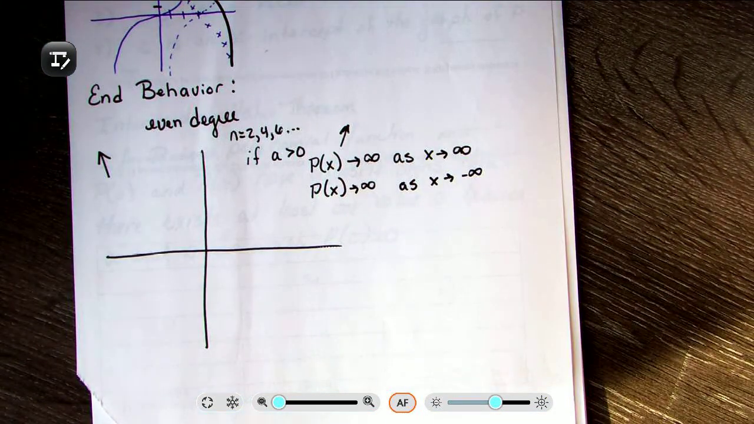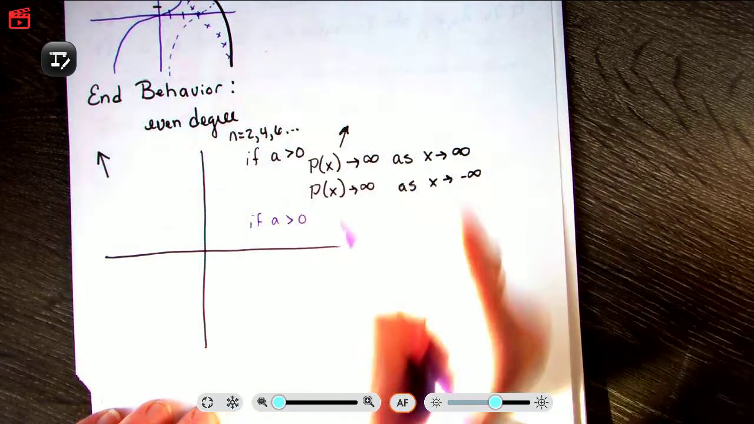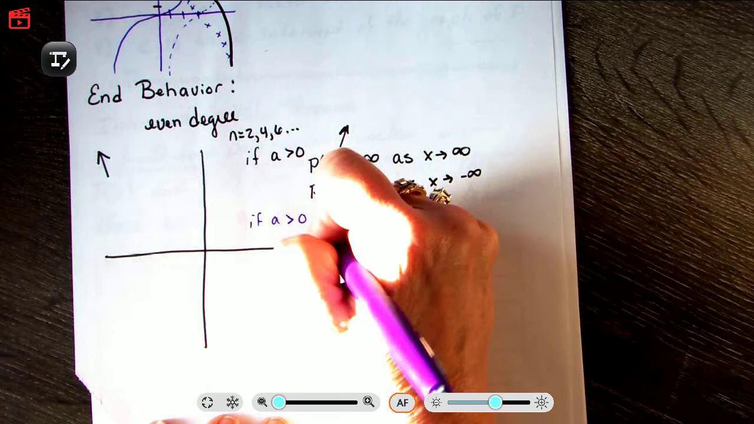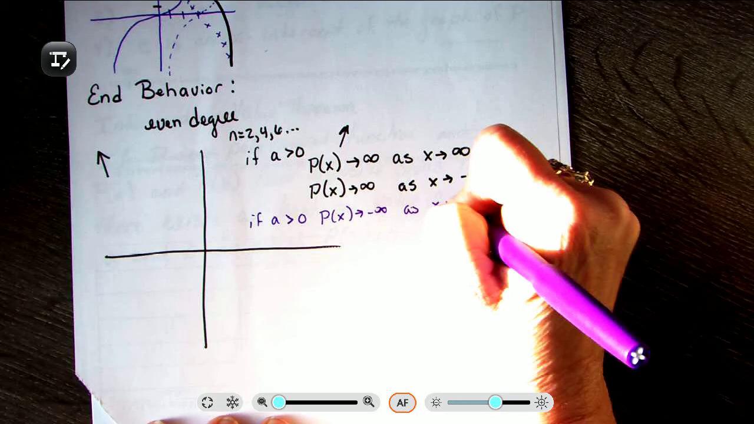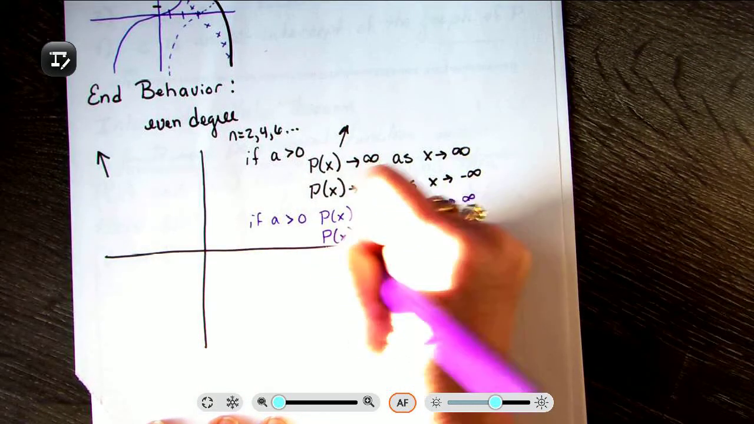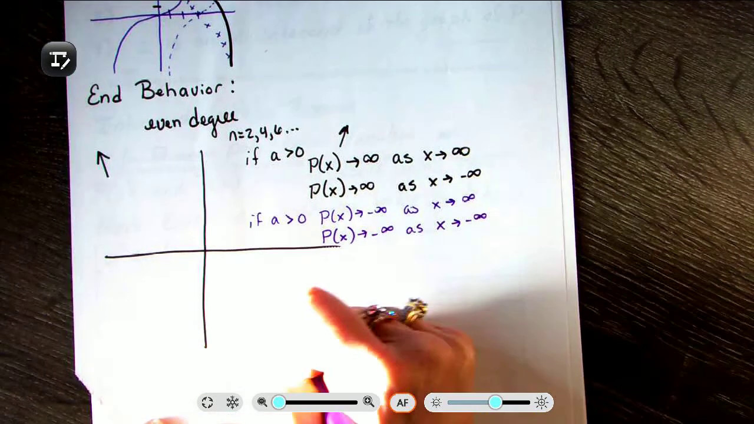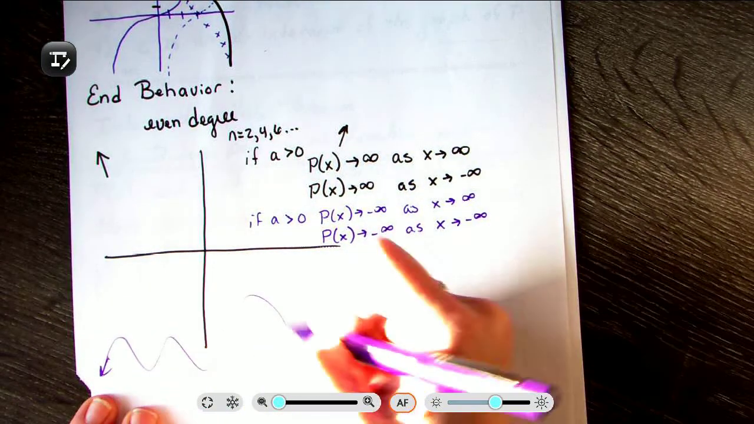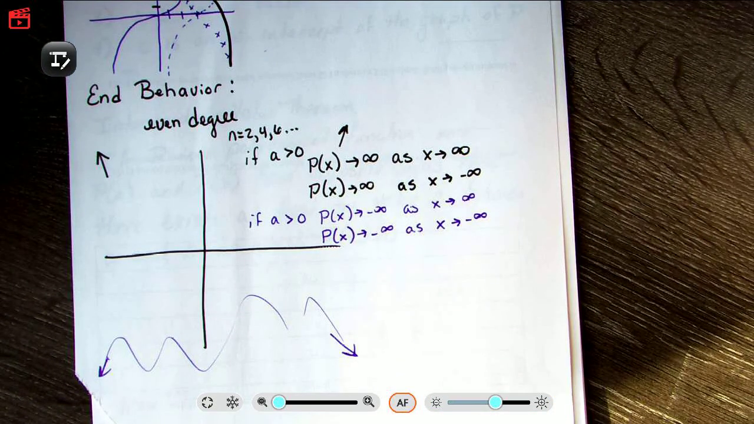If we have a less than 0, it's going to be down here. It's basically flipping it upside down. P of x is going to go towards negative infinity as x goes to infinity, and as x goes to negative infinity. So they'll kind of have the ends that go down. So you'll have a bunch of stuff going on in the middle. We have no idea what's happening there. We have to analyze things a little bit more in depth, but that's going to come.